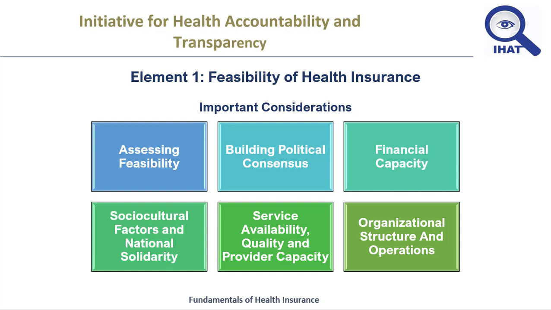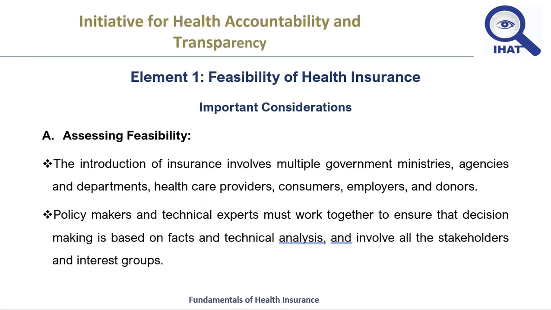The first one is feasibility of health insurance. And basically, we'll be looking at 6 important considerations under these elements. The first is to assess feasibility. The introduction of insurance involves multiple government ministries, agencies, and departments. It also involves healthcare providers, consumers, employers, and donors.